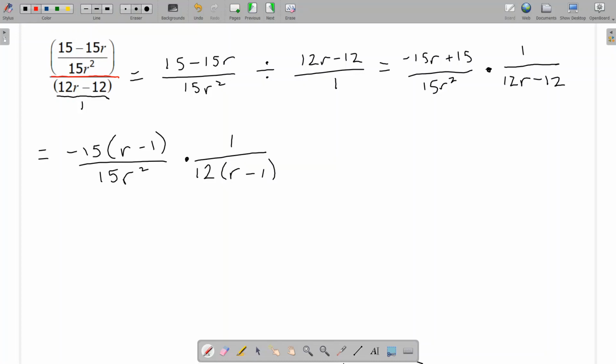So a few things to cancel. Okay, these are 1s. I can also cancel out these 15s. Now keep in mind that the negative is still here. So let's rewrite it. We have a negative 1 in the numerator now. And then in our denominator, all that's left is a 12r squared.